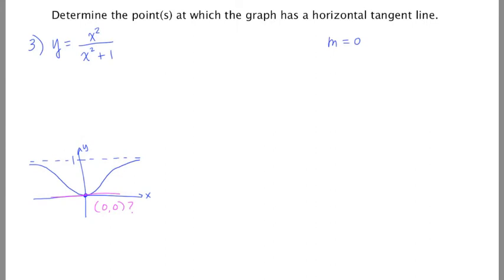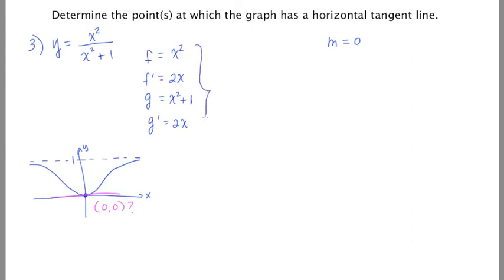So as we look at this problem, we have a quotient, so I'm going to use the quotient rule. I'm going to set myself up and say f, f prime, g, g prime. It's a way of keeping my work organized. F is for the top function, x squared. G is for the bottom function, x squared plus 1. The derivative of x squared is 2x, and the derivative of x squared plus 1 is also 2x.